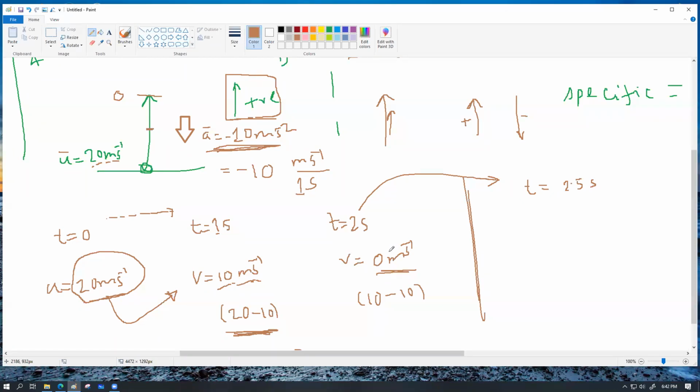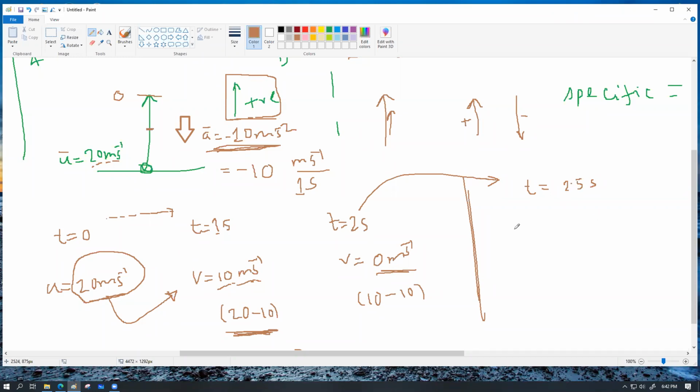It should be 5. Can every one of you agree to this? Yes, sir. Within a duration of 1 second, the amount of change that the acceleration brings to the velocity is 10 meters per second. So within half second, the amount of change should be 5 meters per second. Because of this, the amount of change of velocity over here should be 5 meters per second.